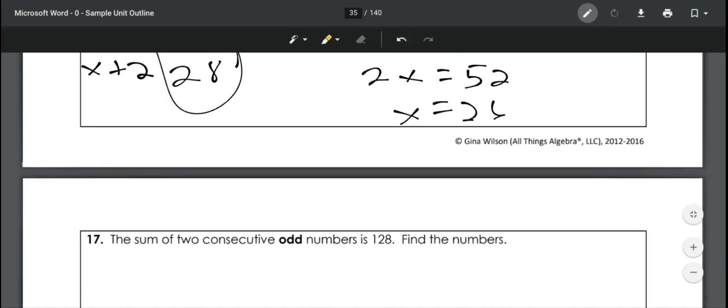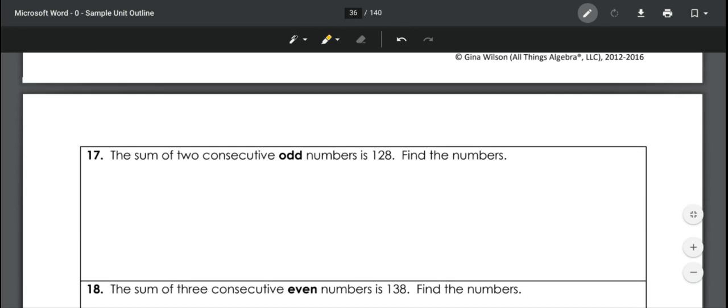Okay, the next one is the same setup, it's just odd. So the first one is x. Now some people get confused and think that we should put 1 here because it's odd, but you're still skip counting, so it's every other one. And then you should get the answer 63 and 65. So go ahead and solve it and make sure that's what you're getting.